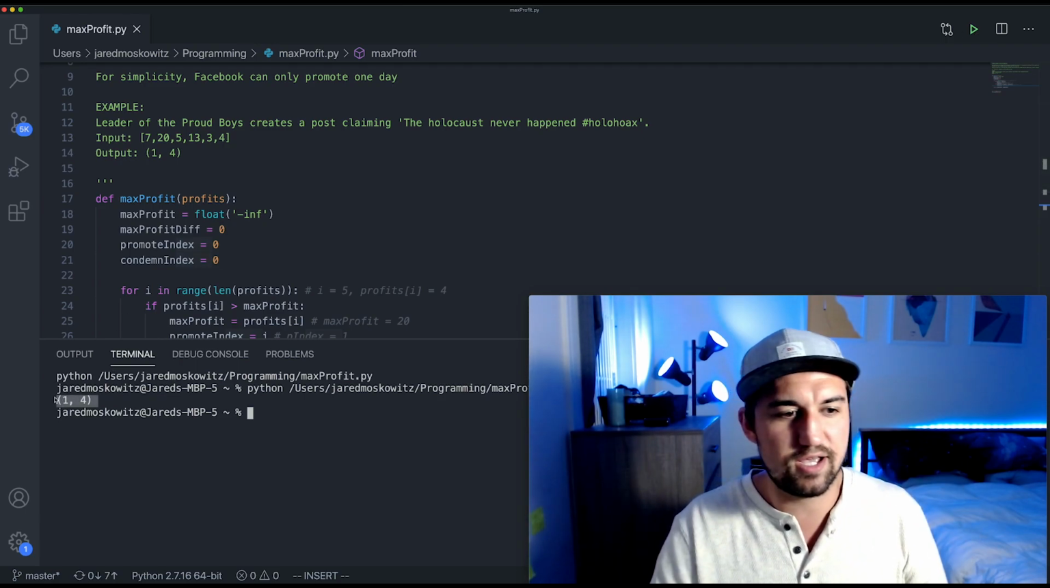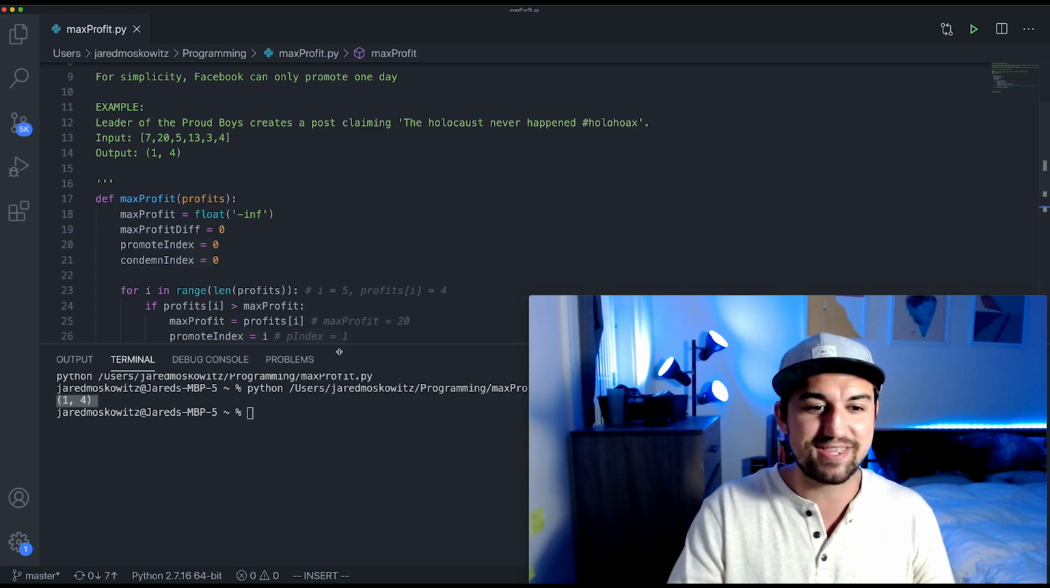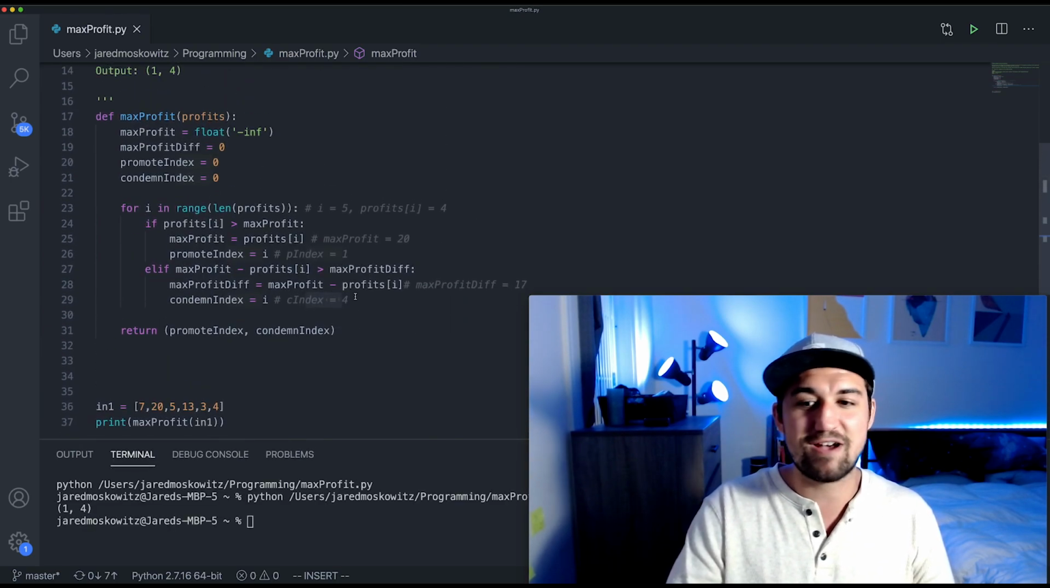So this is an example of something that you might see at Facebook, something that Facebook would care about, how to profit off of hate speech.